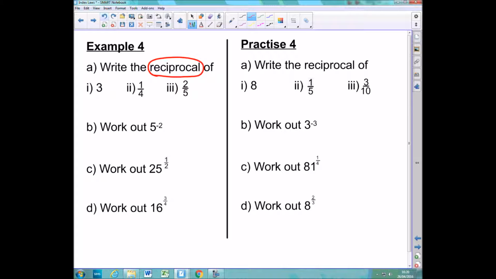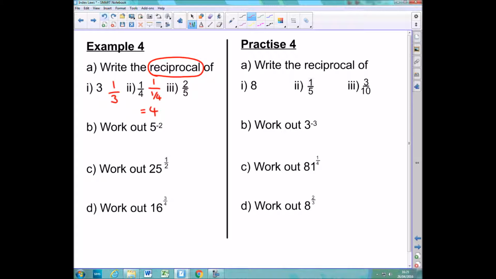So in this case here, I want the reciprocal of 3. That's just going to be 1 over 3. Now, in the second example, I want to do the reciprocal of 1/4. Well, this is just 1 over 1/4, or 1 divided by 1/4. Now, if you remember, dividing means how many of that bottom number goes into the top number. So how many quarters fit into a whole? Well, that is 4. So the reciprocal of 1/4 is 4.